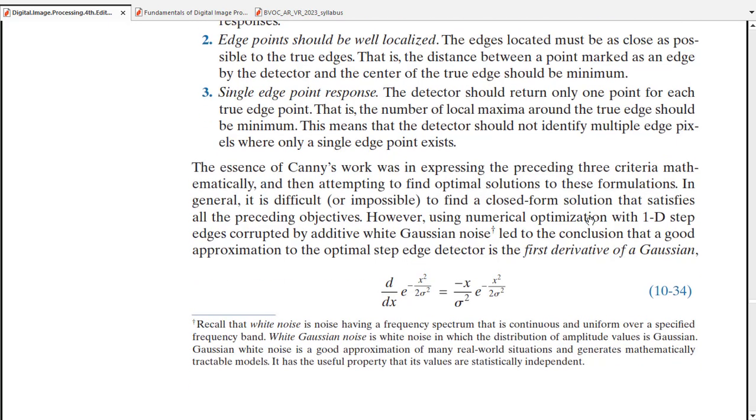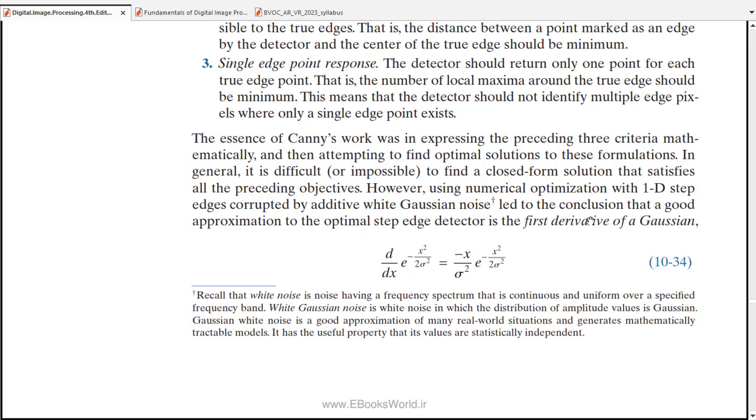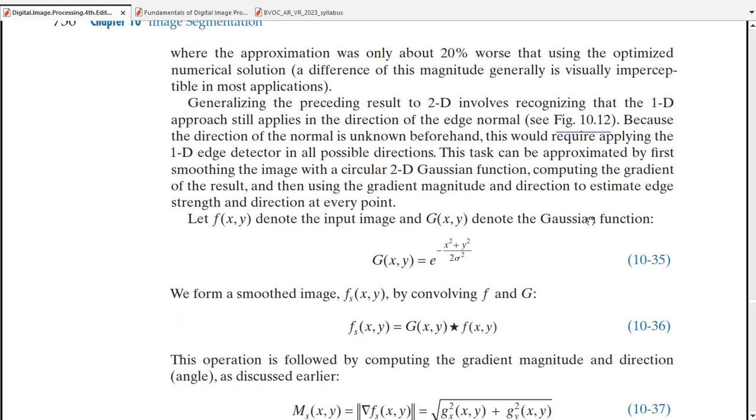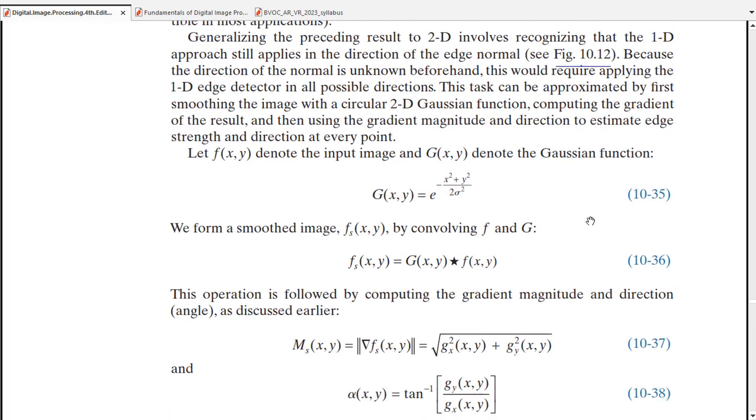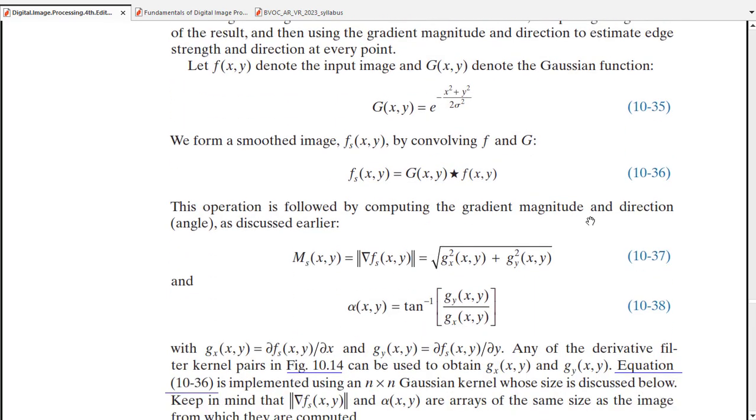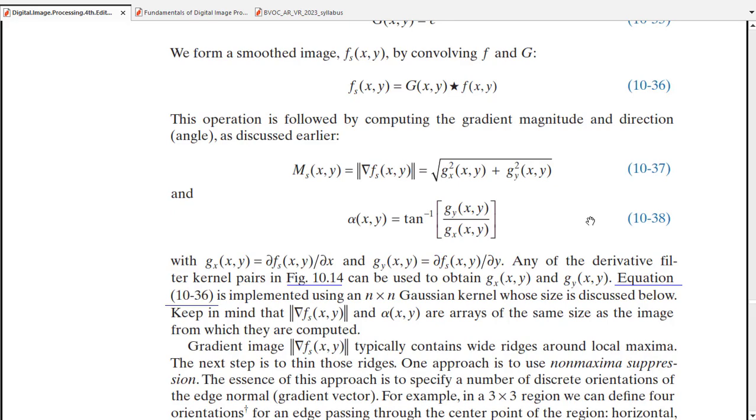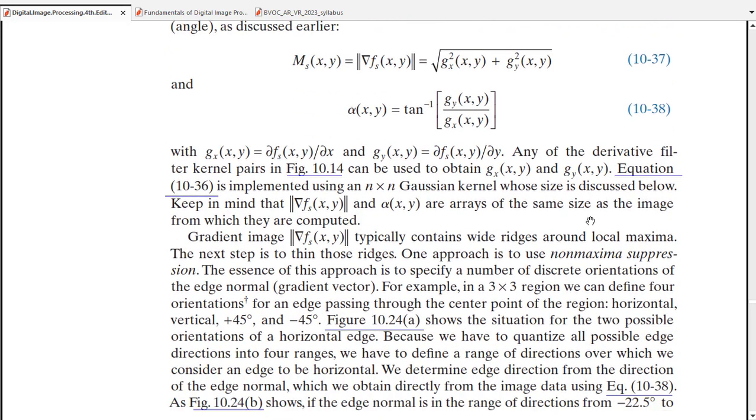This is d/dx of e to the power minus x squared divided by 2 sigma squared, equal to minus x divided by sigma squared times the Gaussian. This is equivalent to analyzing smooth edges from the gradient image.